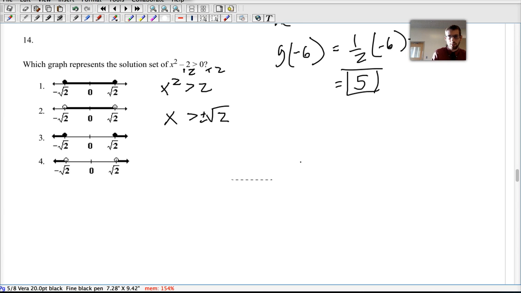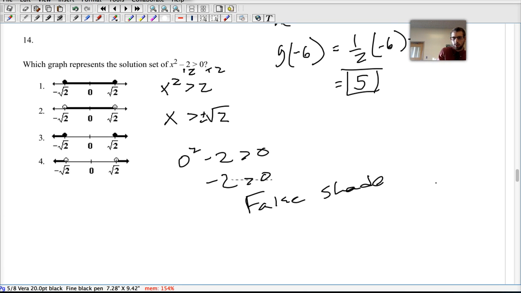So then I just want to test a point in between. I'll pick 0. So 0 squared minus 2 is greater than 0. Negative 2 is greater than 0. False. Shade out. Which means that answer choice 4, because it's got negative square root of 2 and square root of 2, and we're shading out. So answer choice 4 is correct. These other ones are not.